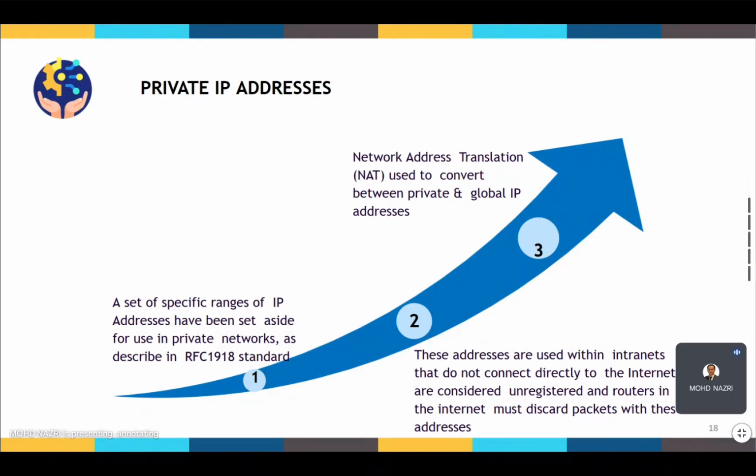Let's say, for example, 172.16.1.1. If you configure it in a router, it will reject it because it does not recognize this IP address. This IP address is for the local area network.